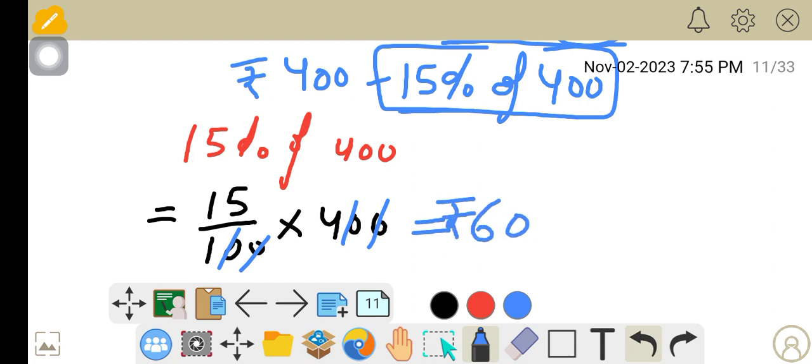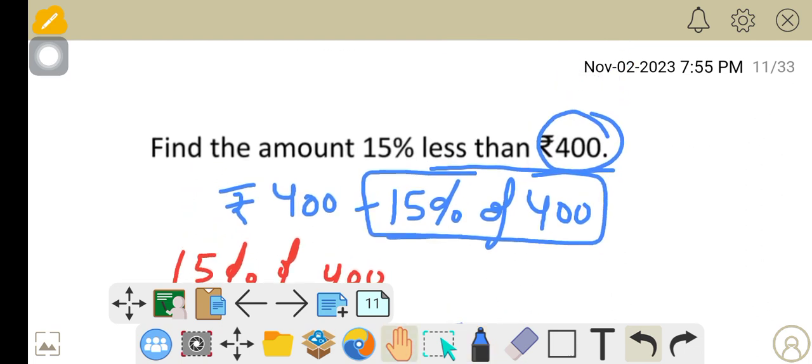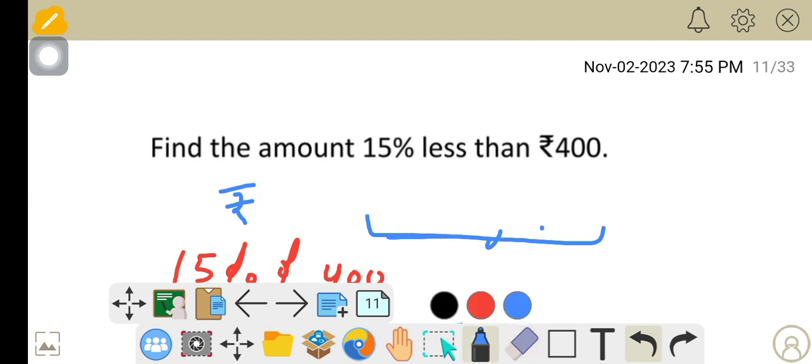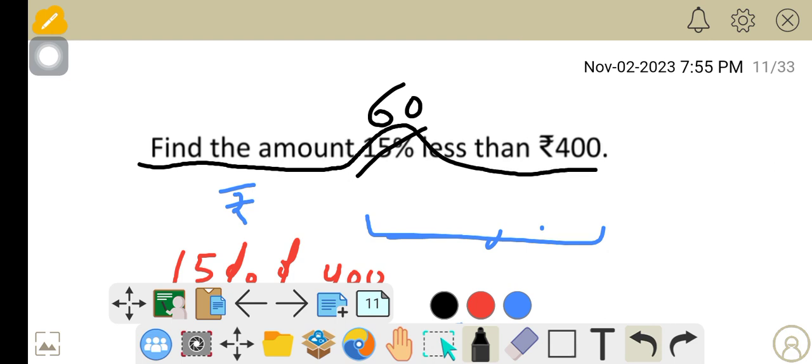60 rupees need to be subtracted. So now our question is, find the amount. We have already calculated that 15% means 60 rupees. So now our question is, find the amount 60 rupees less than 400. So now it can be solved very easily. The required amount is 400 minus 60, that is 340 rupees.